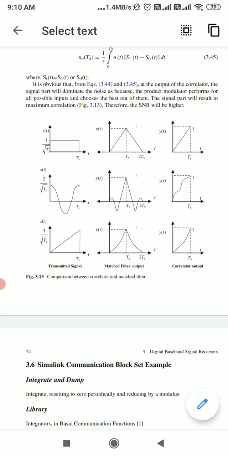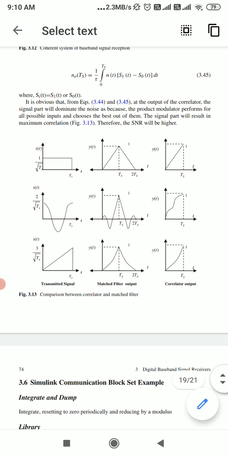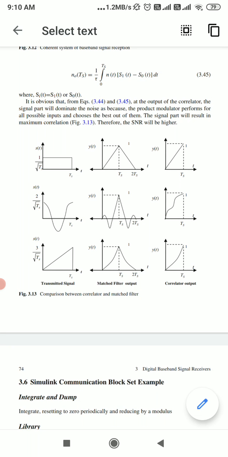If we replace the correlator by the matched filter, we can give the received signal, r(t) equal to Si(t) plus noise n(t), to the matched filter. You will get the sample at t equal to Ts. If h(t) is the impulse response of the matched filter, the output of the matched filter will be g(t) equal to h(t) convolved with r(t).